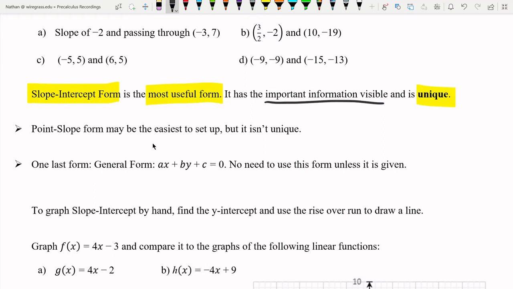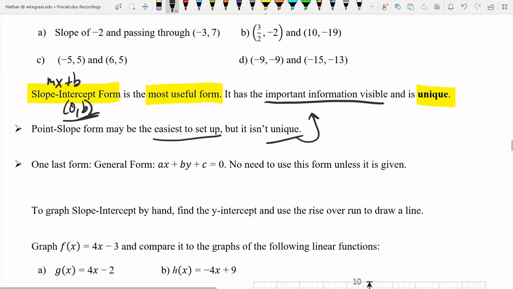Now, point-slope form is probably easiest to set up because all you need is the slope, which you need anyways for the slope-intercept form, and a point can be any point on the line. I should say that the slope-intercept form is kind of the same thing, except we need a specific point, the y-intercept. But the y-intercept is just a point. It's 0, b for mx plus b, right? It's just a point on the line. So this point-slope form is more general, which makes it easier to set up. But as I said before, it is not unique. It is, however, very easy to solve for the unique slope-intercept form.